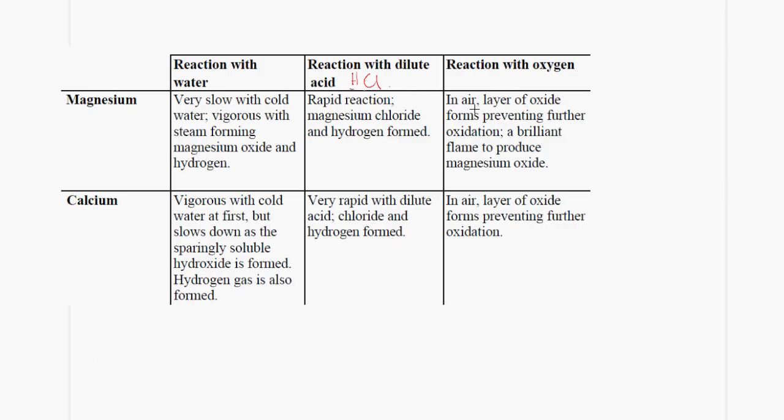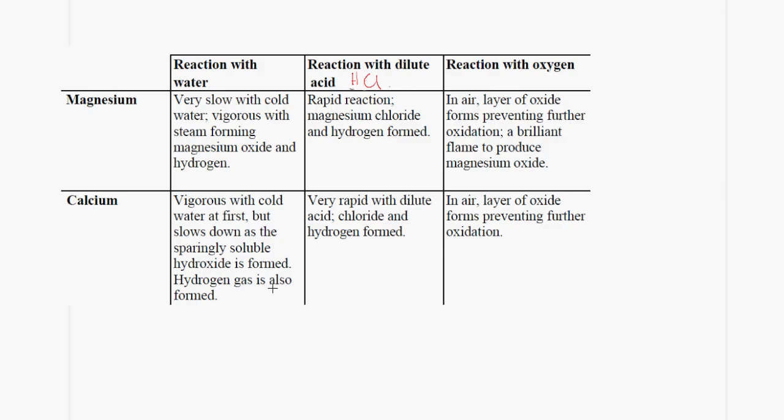In the case of the reaction with oxygen, in air, the layer of oxide forms, preventing further oxidation. A brilliant flame is produced as magnesium oxide is produced. In the case of calcium, the layer of oxide that forms around the calcium prevents further oxidation.